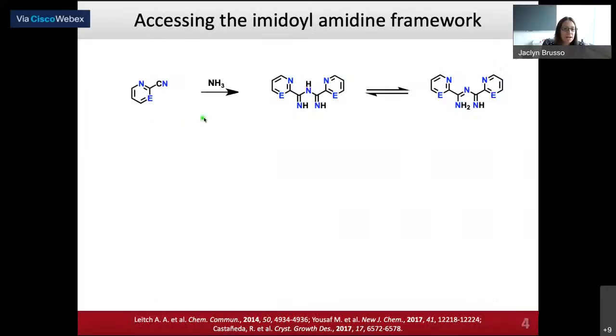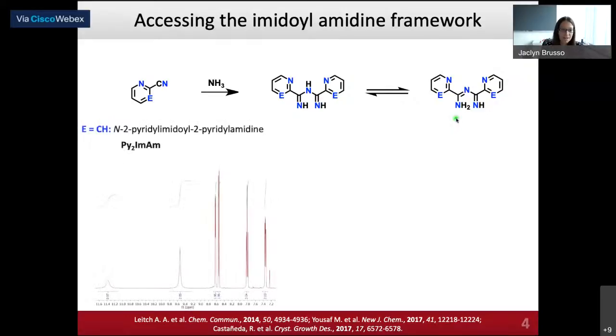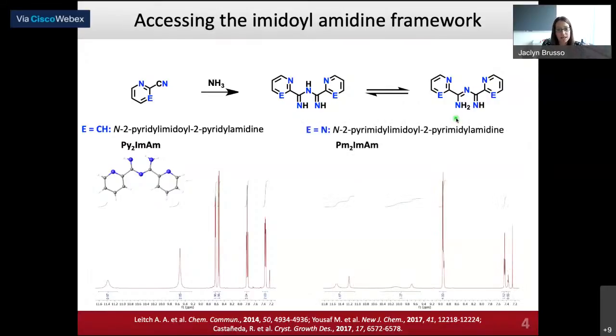And so to that end, we found that we could take pyridyl or pyrimidyl nitrile, react it with ammonia gas, and isolate the imidoyl amidine in very high yields. We could do 10, 20 gram reactions and really high purity. These ligands can exist in either the diamino or the amino-imino tautomeric form. In the case of the pyridyl derivative, it exists as a single tautomer in solution and in the solid state. In the case of the pyrimidyl imidoyl amidine, it exists as a mixture in solution and as the diamino tautomer in the solid state.